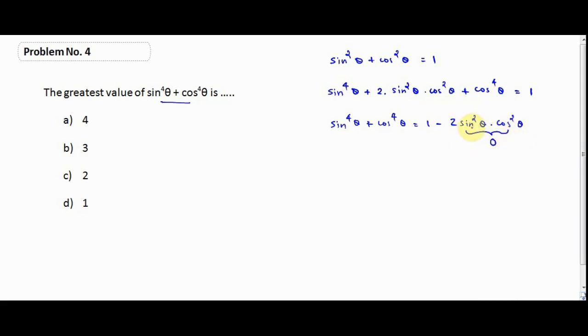This expression cannot be negative because we are having two square terms here. So the minimum value that this second term on the right hand side can take is 0. So when this goes as 0, the right hand side will reduce to 1, and that is the maximum value possible for this expression on the left hand side. So therefore here the right answer will be given by option D, that is 1.